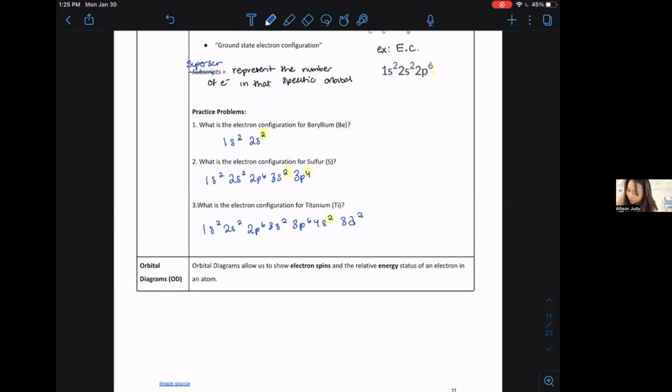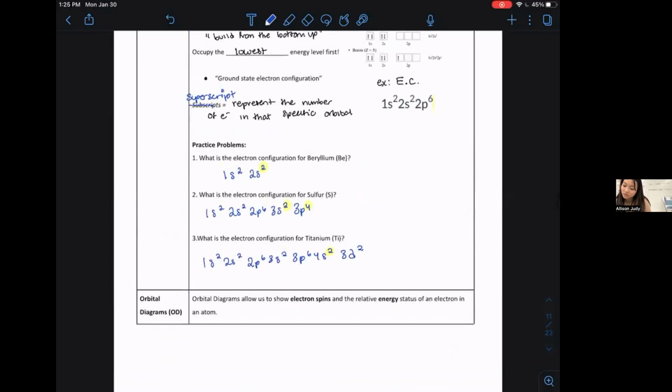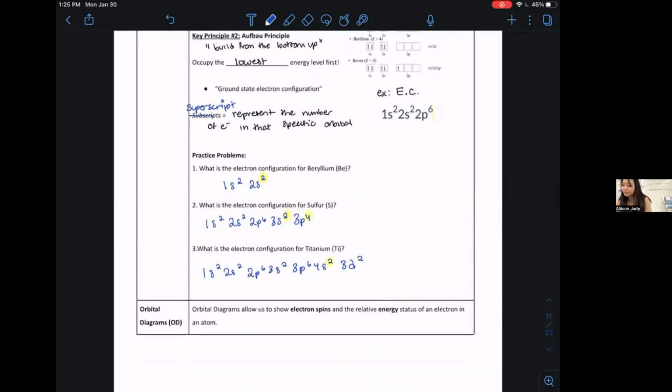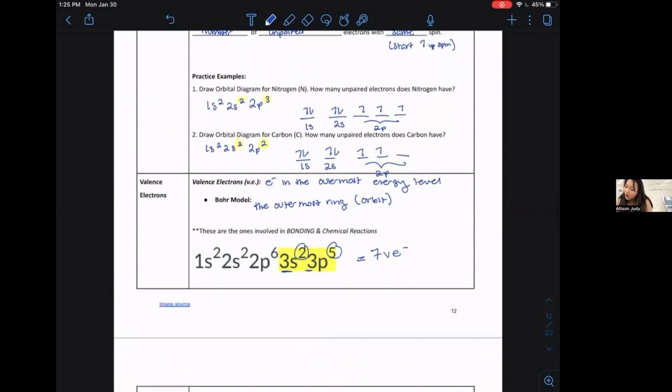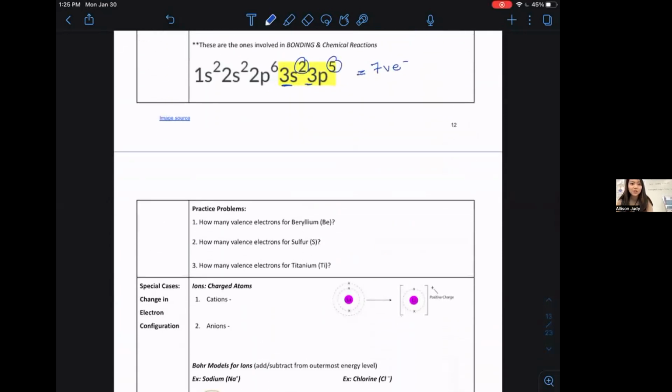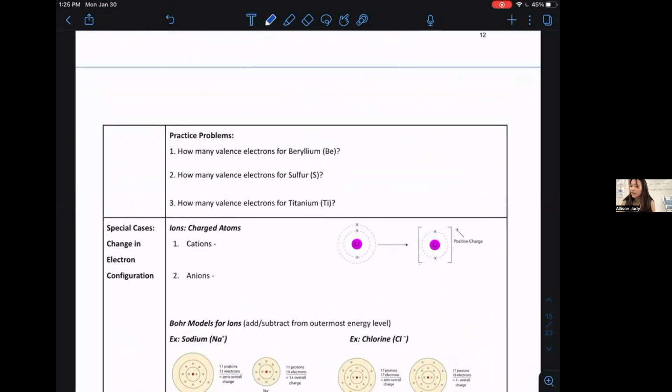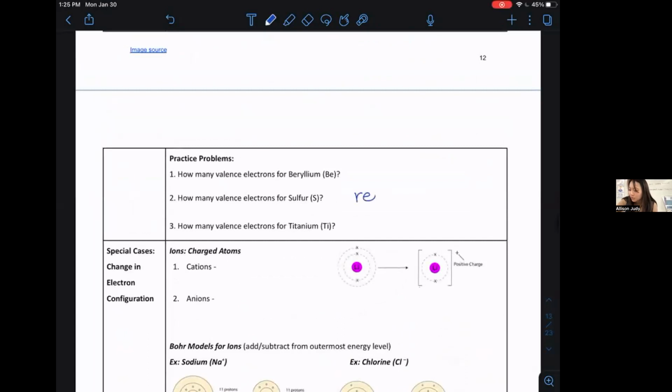Man, I had like 4 people look over this. How did none of us catch that? Okay, superscript. Charlie, could you go in and fix that for me? Page 11. Superscript. Wowza. Okay. So, let's move on. We got 2 more pages of notes to magically do in less than 30 minutes. Let's do this. So, how many valence electrons for beryllium, sulfur, titanium? We just answered those questions. I'm going to say refer above highlighted yellow.